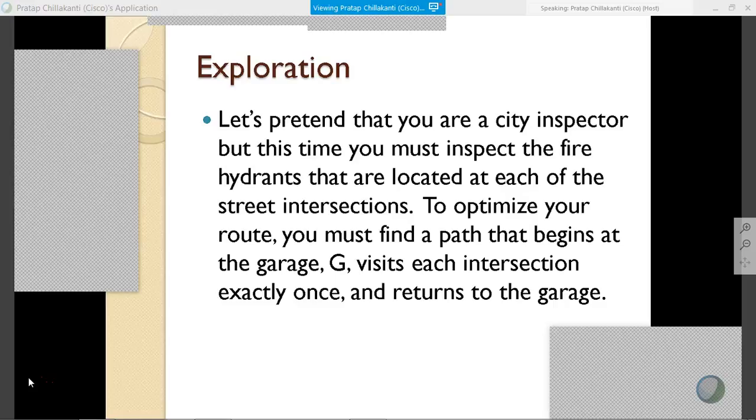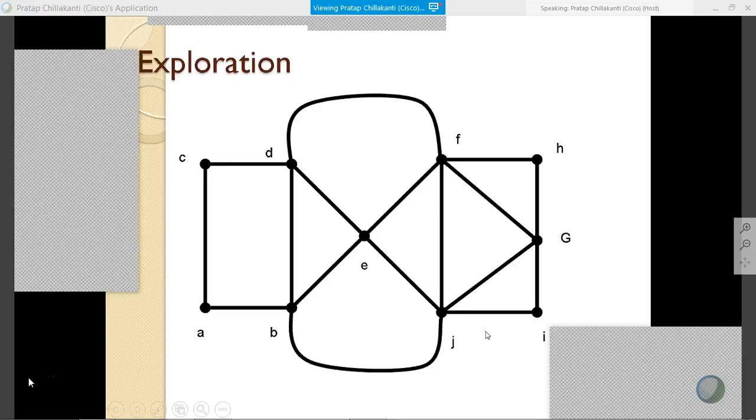So you're starting from the garage where the office is, and then you want to visit each intersection exactly once and return to the garage. Okay, very practical problem, right? So as you can see in the picture here, G on the right side is the garage. And all the other locations are labeled, right?